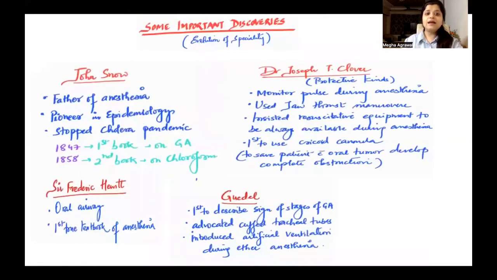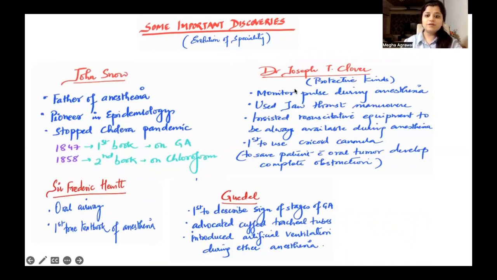Besides these, there are some important discoveries during the evolution of our specialty. First is John Snow. John Snow is the father of anesthesia, as I have told before in the chloroform section. He is the pioneer in epidemiology. You must have heard about him during your PSM classes. He stopped the cholera pandemic. He introduced the first book on general anesthesia in 1847 and the second book on chloroform.